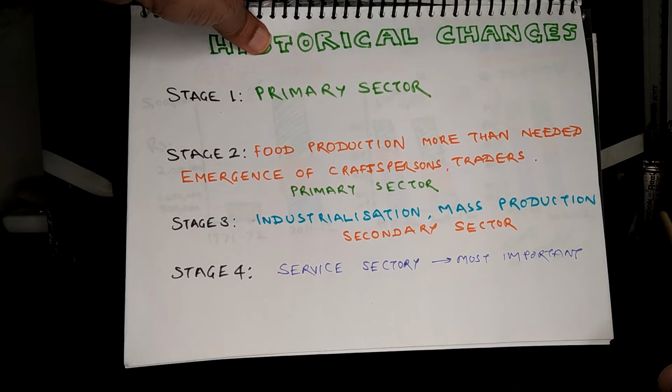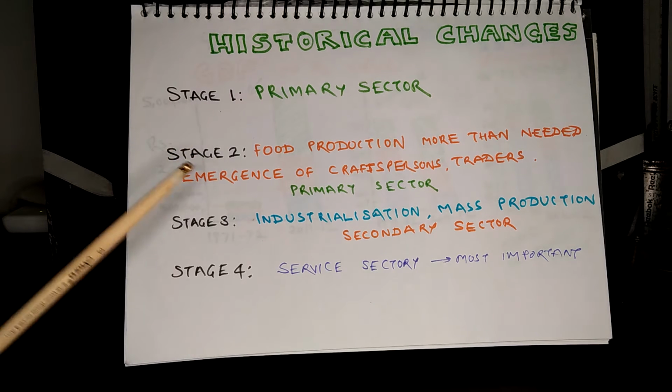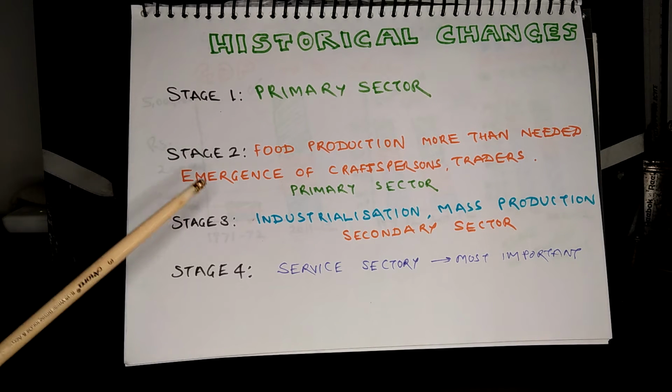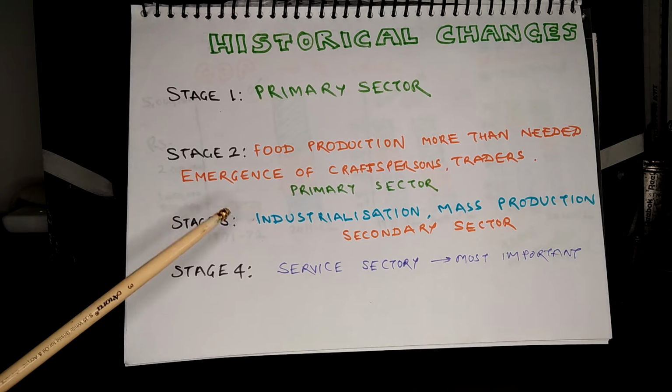Now, what are the historical changes through different sectors? So when human civilization started as a settled civilization, all the economic activities happened to be in the primary sector. So this was stage 1. Then stage 2 came when food production became more than what was needed, and this ensured that many people could now focus on other works or other responsibilities.